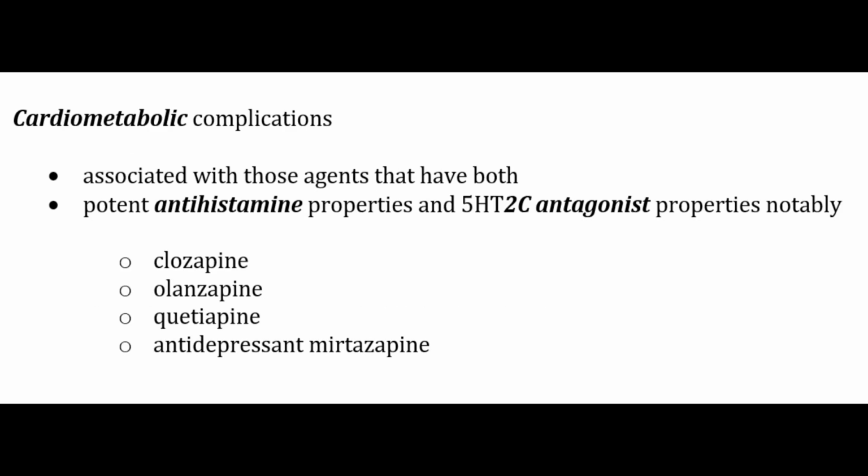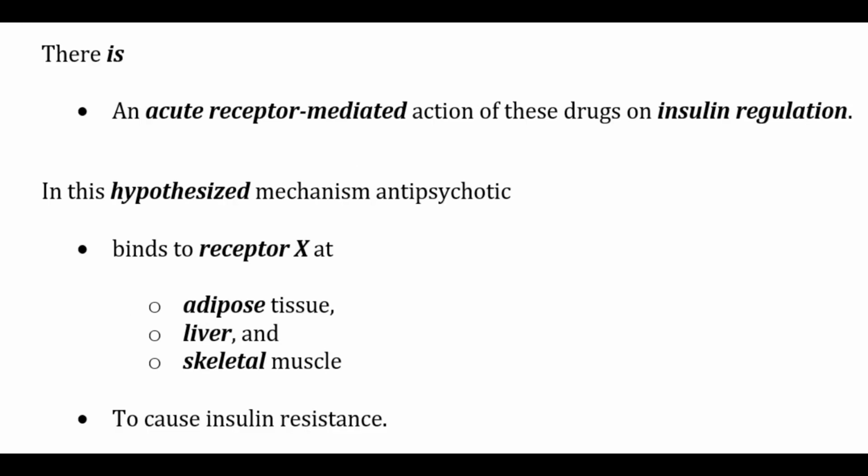Thus, the cardiometabolic complications are associated with agents that have both potent antihistaminic properties as well as 5-HT2C antagonistic properties, the examples being clozapine, olanzapine, quetiapine, and the antidepressant mirtazapine. There is an acute receptor-mediated action of these drugs on insulin regulation. In this hypothesized mechanism, the antipsychotics bind to a so-called receptor X at adipose tissue, liver, and skeletal muscles to cause insulin resistance.